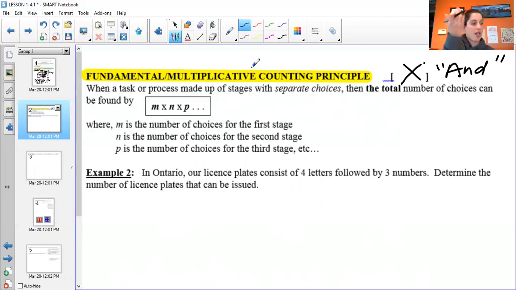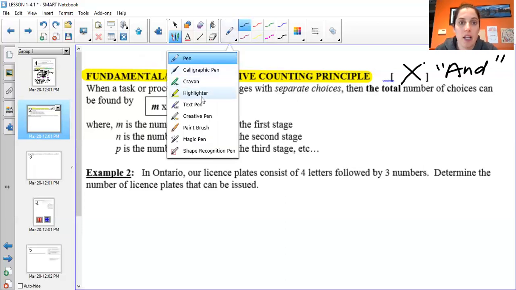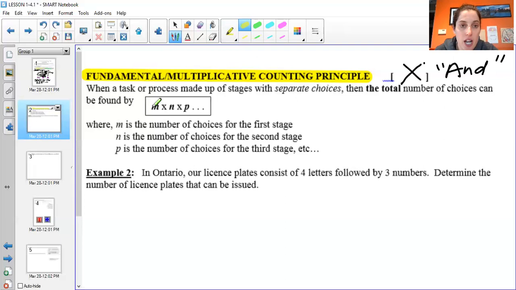A large room has a bank of 5 windows. Each window is a stage. Is this window open or closed? 2 choices. This window open or closed? 2 choices. So every time you have separate stages, the total number of choices can be found by multiplying. How many choices in the first stage? N, the number of choices for the first stage. M, the number of choices for the second stage. P, the number of choices for the third, and so on.